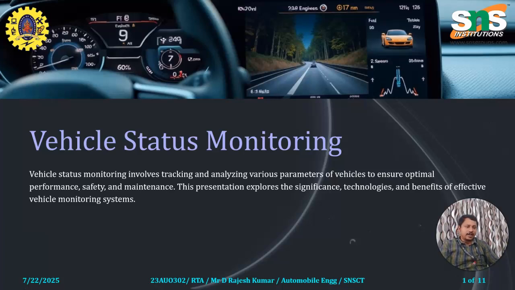So vehicle status monitoring. What do you mean by vehicle status monitoring? The vehicle status monitoring is a system which monitors the real-time data of the vehicle. The data can be about navigation, about the vehicle, about the systems, about the environment. So this is what vehicle status monitoring is. Let us move on to the slides. Vehicle status monitoring involves analyzing or tracking the data of the vehicle in order to ensure safety and maintenance.